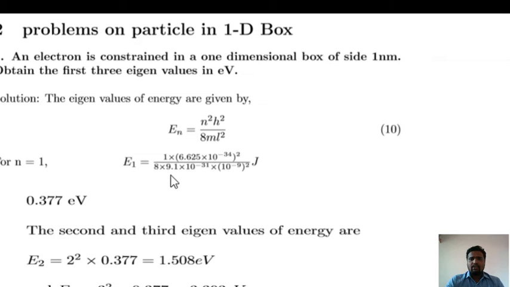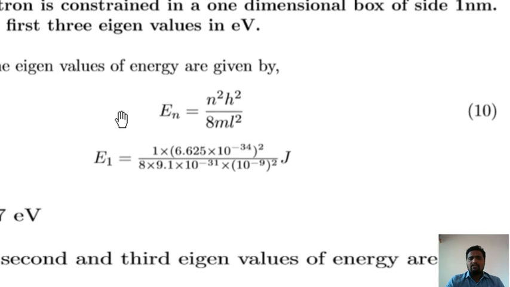Dividing by 8 pi m, where m is the mass of the electron, 9.1 into 10 raised to minus 31 kg, and L is the length of the box. So here we substituted the values of n equal to 1, h equal to 6.625 into 10 raised to minus 34, m as 9.1 into 10 raised to minus 31 kg, and L is given, that is 1 nanometer, equal to 10 raised to minus 9 meter.